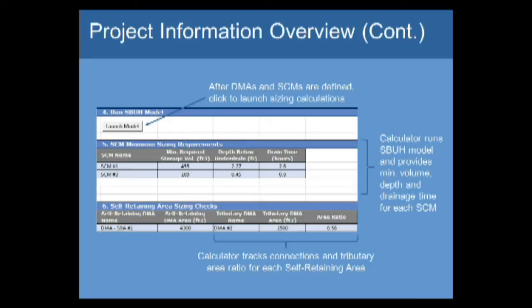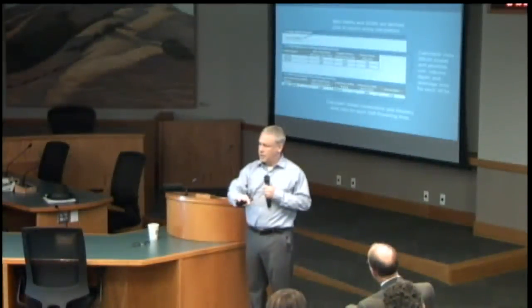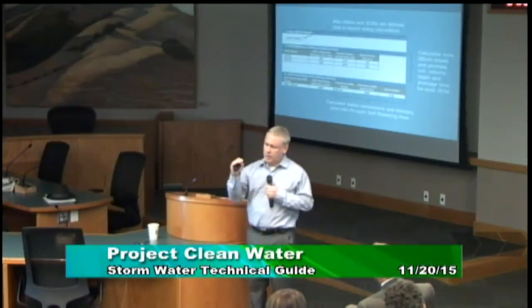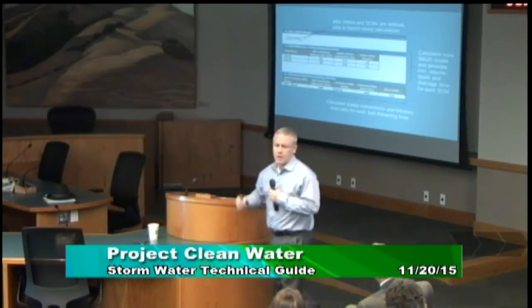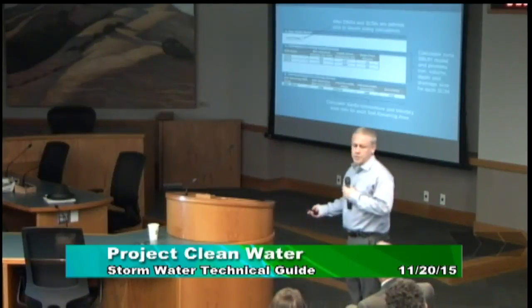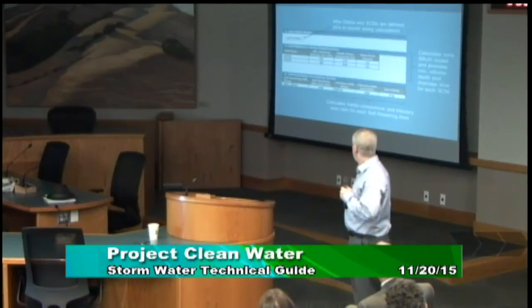Dan had mentioned that 2 parts impervious can drain to 1 part self-retaining area. If the calculated ratio is greater than 2 to 1, it'll be flagged, the cell will turn red. And if the ratio, of course, is less than 1, then that's reported as well.